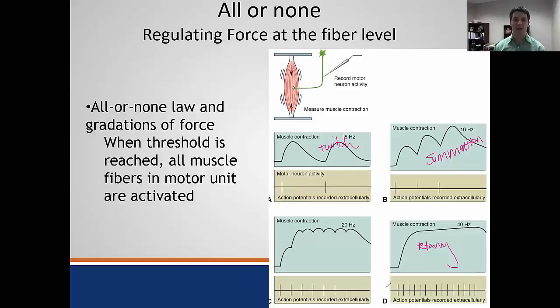Next up, we're going to cover neural adaptations to exercise to close this module out.